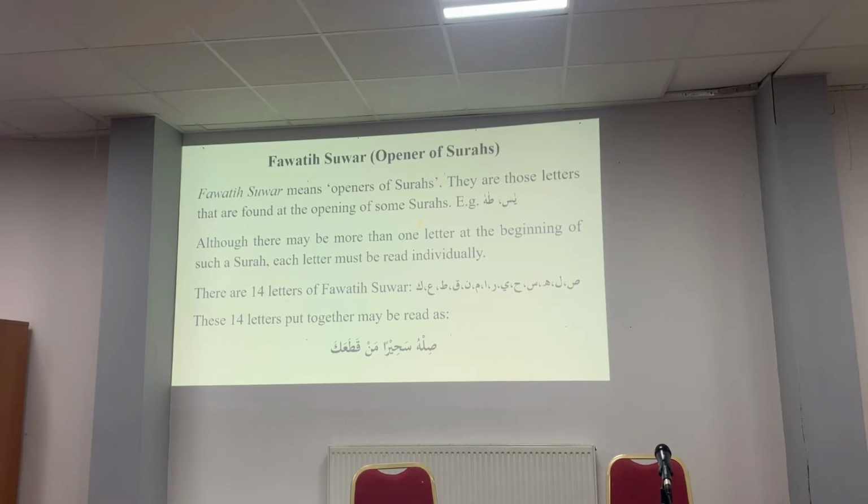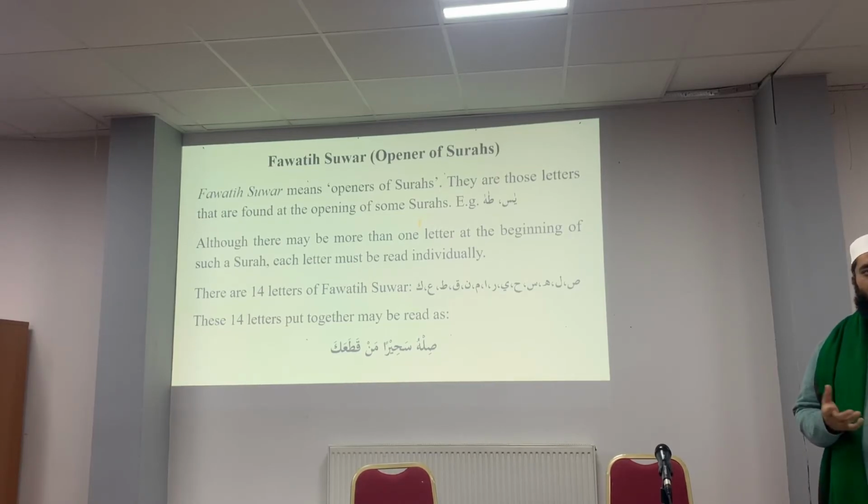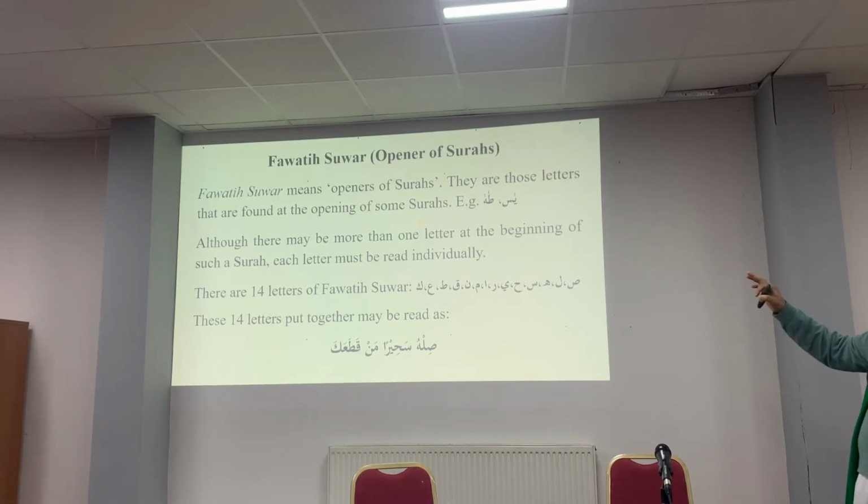This chapter is called Fawatih as-Suwar. Fawatih means the openers. Suwar is the plural of surah. In the Quran we have surahs, so they are known as Fawatih as-Suwar.